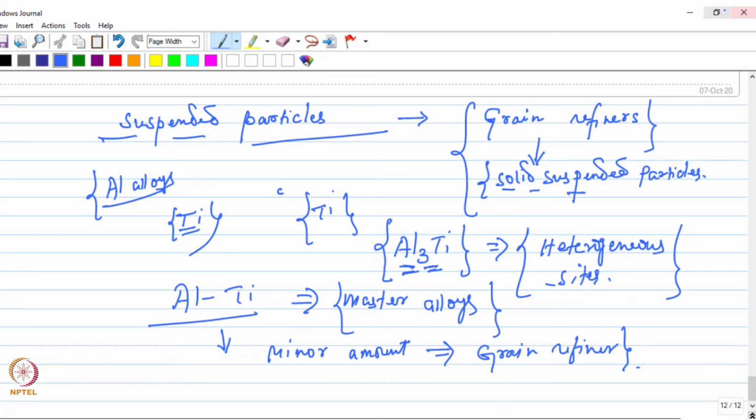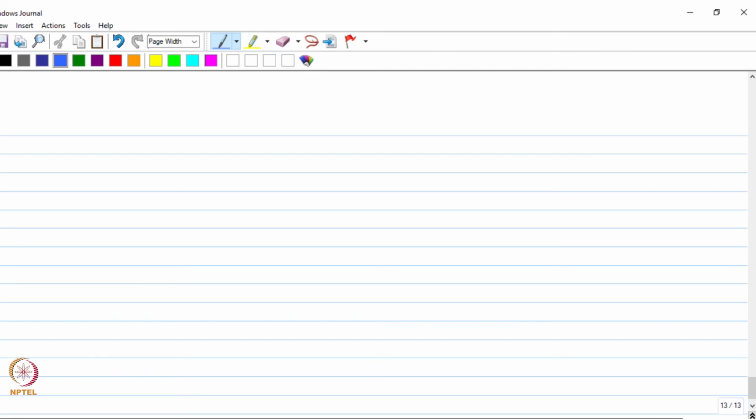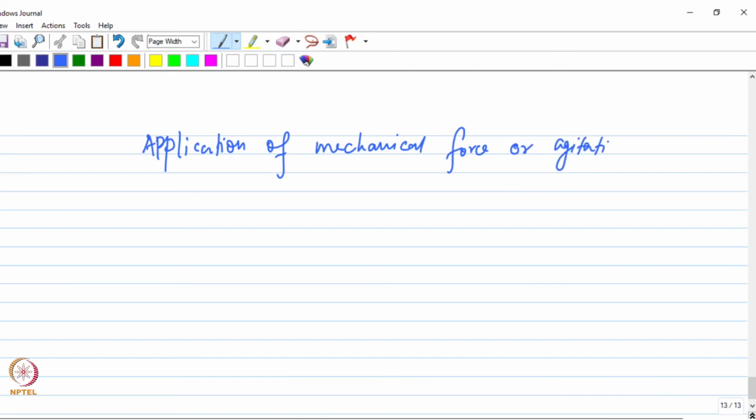so this is a topic that we are going to discuss in more detail, as I said, but let me also tell you there are other techniques as far as the melting and casting route of grain refinement is concerned. And those are basically application of some mechanical force through which you can actually refine the grain size. Mechanical force or agitation created in the liquid metal.